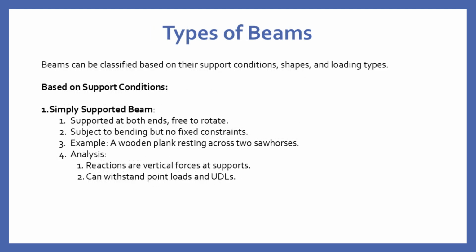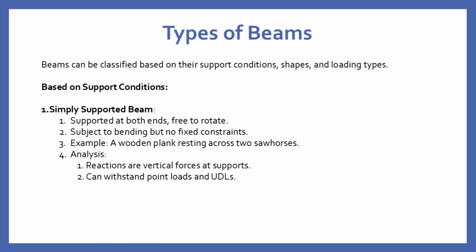Now, let's explore the diverse family of beams. Just as we have different types of tools for different jobs, we have various types of beams designed for specific purposes. These classifications are based on three main factors: how they're supported, their shape, and the type of loads they carry. Think of it as organizing your toolbox. Each beam type has its special place and purpose. Understanding these classifications is crucial because it helps us choose the right beam for the right job, just like you wouldn't use a hammer to tighten a screw.